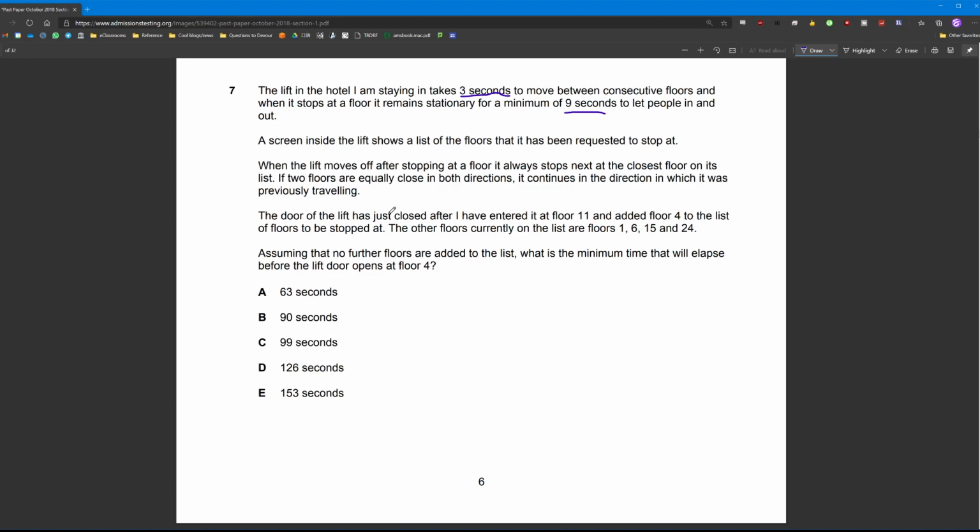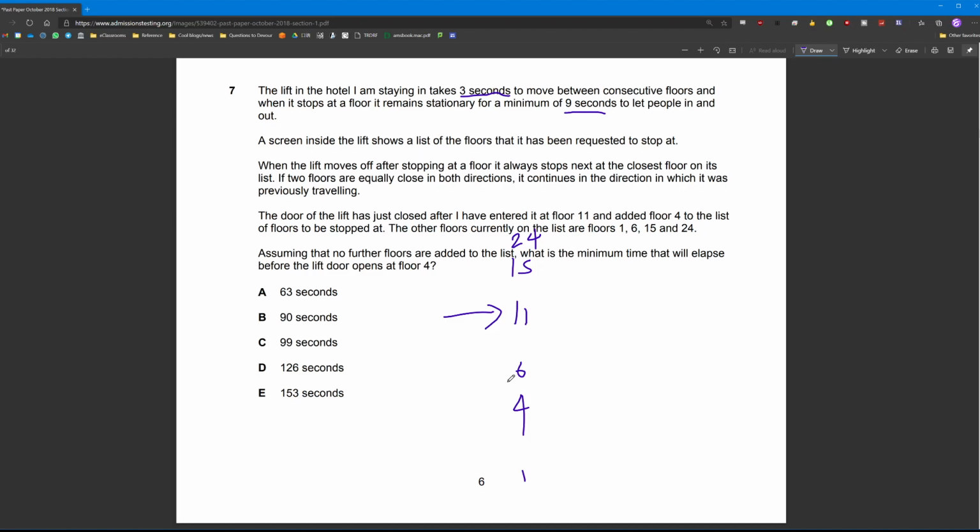The door of the lift has just closed after I have entered it at floor 11 and added floor 4 to the list of floors to be stopped at. The other floors currently on the list are 1, 6, 15, and 24. Assuming no further floors are added to the list, what is the minimum time that will elapse before the lift door opens at floor 4?